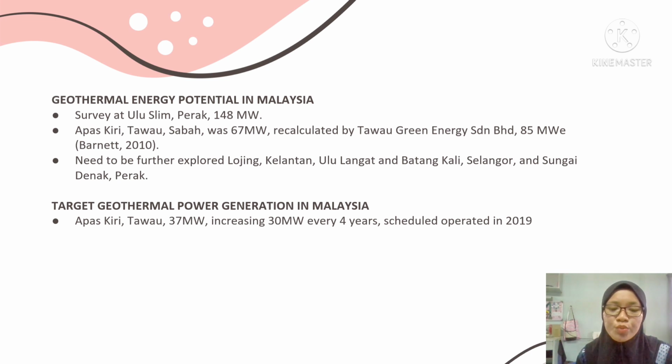It needs to be further explored in Lojing, Kelantan, Ulu Langat and Batang Kali in Selangor, and Sungai Denah in Perak. The targeted geothermal power generation in Malaysia is in Apas Kiri, Tawau, 37 megawatt, increasing 30 megawatt every 4 years. And it is scheduled to operate in 2019.